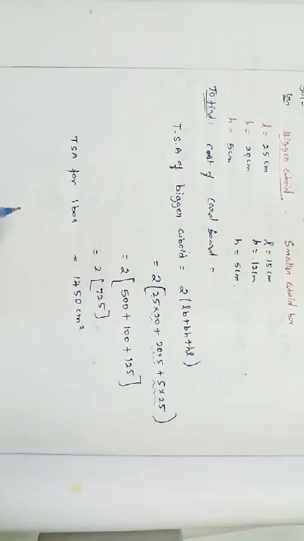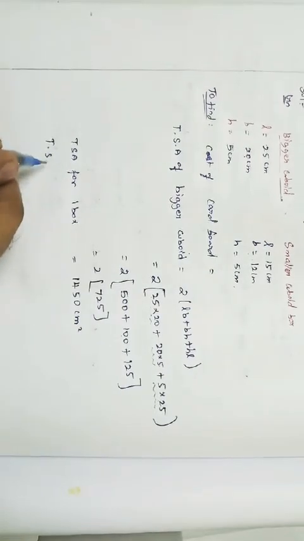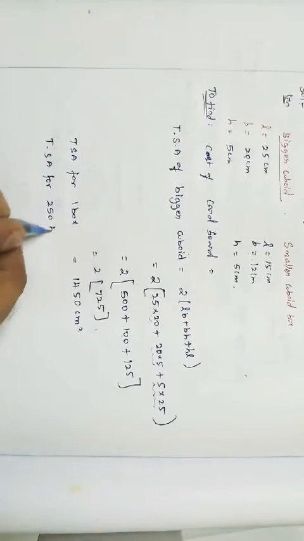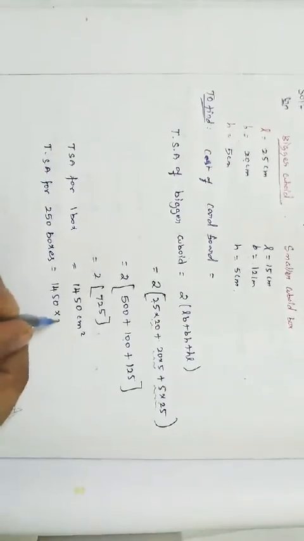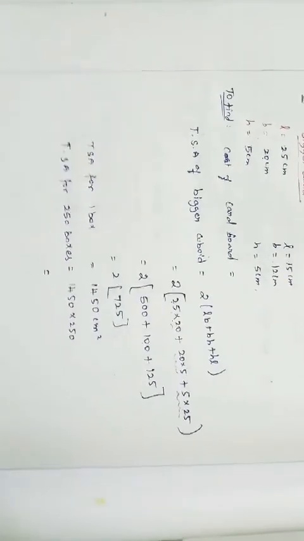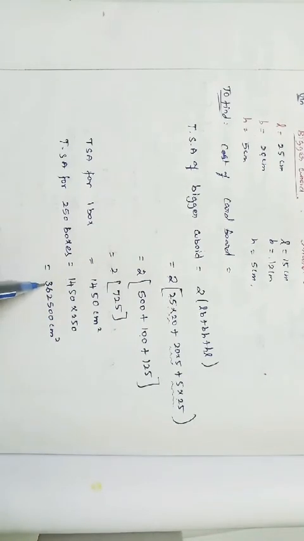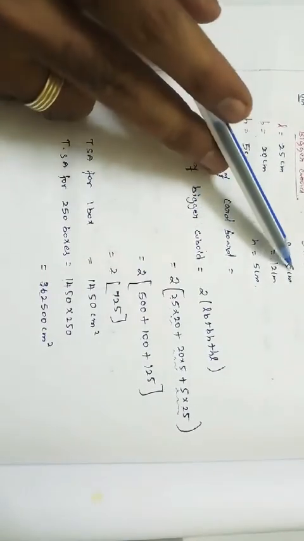But how many boxes are needed? Totally 250 boxes are needed. So multiply by 250. TSA for 250 boxes is equal to 1450 into 250, which is equal to 3,62,500 centimeters square. Next we are going to find the total surface area for the smaller cuboid.